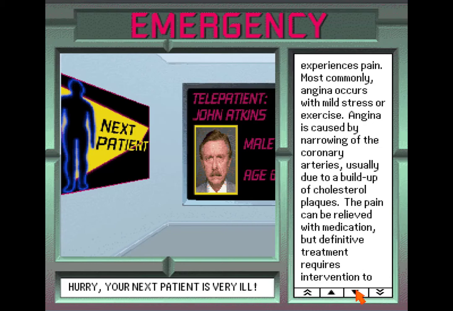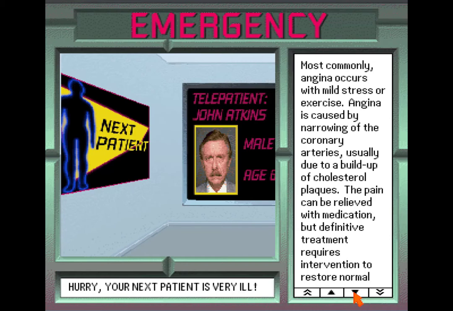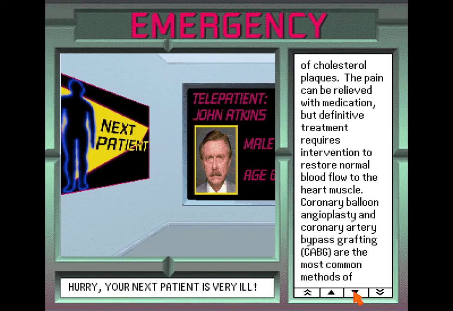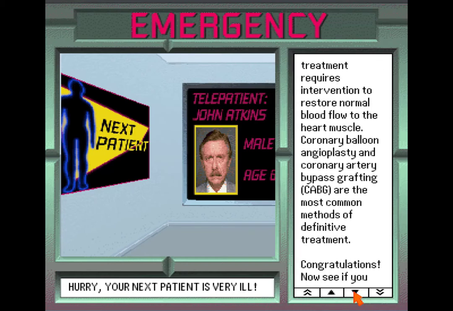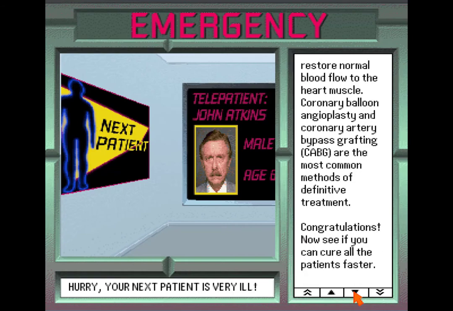The pain can be relieved with medication, but definitive treatment requires intervention to restore normal blood flow to the heart muscle. Coronary balloon angioplasty and coronary artery bypass grafting are the most common methods of definitive treatment. Congratulations! Now see if you can cure all the patients faster.